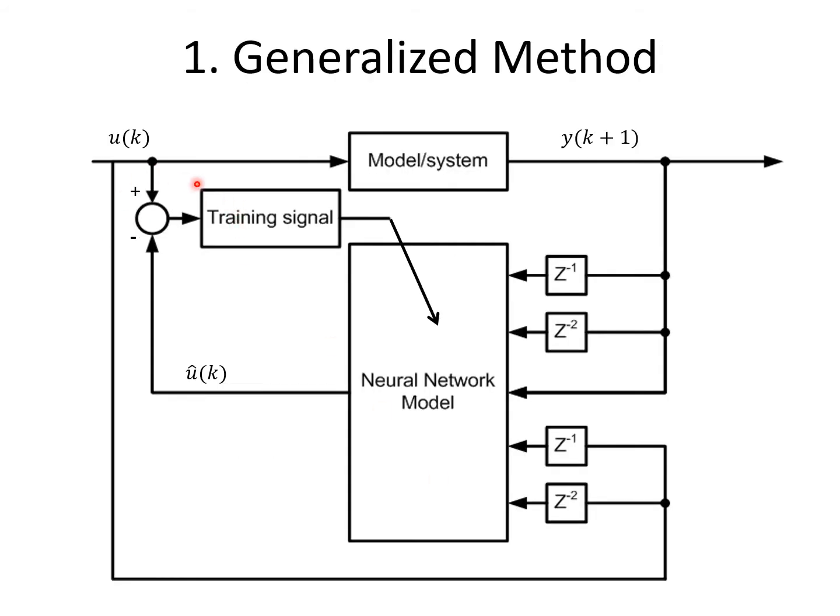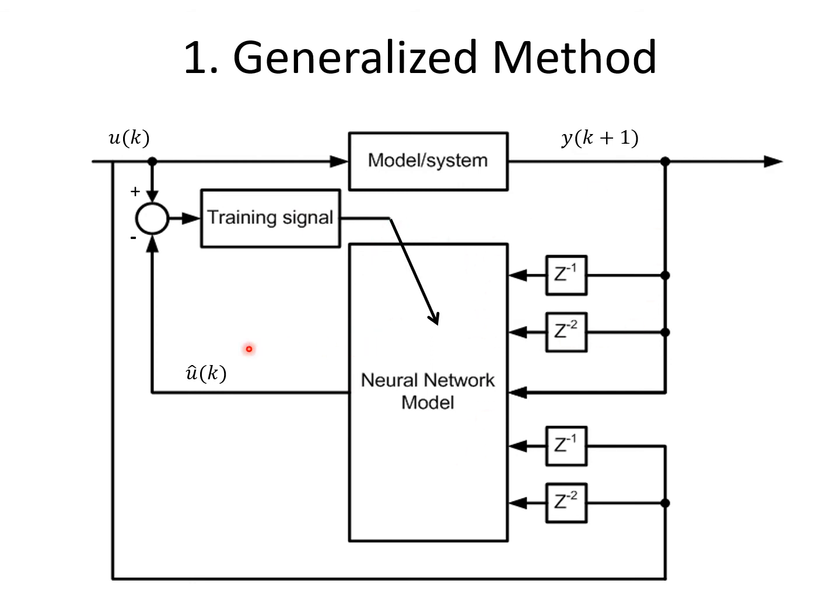This is the generalized method. This is basically the inverse of that forward modeling process that we taught you in the last lecture. We put the u's past values, u(k-1), u(k-2), the past values of the inputs, plus the y's past values, y(k-1), y(k-2), plus the y that we want, the set point, basically the required y, into the input of the neural network to come out and give us the manipulated variable u. This is the generalized method to get the inverse model.